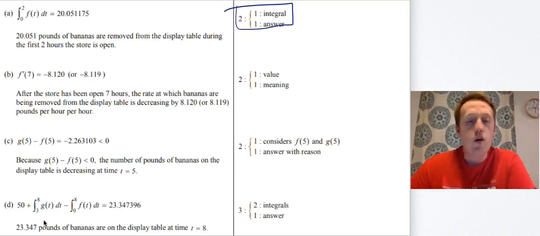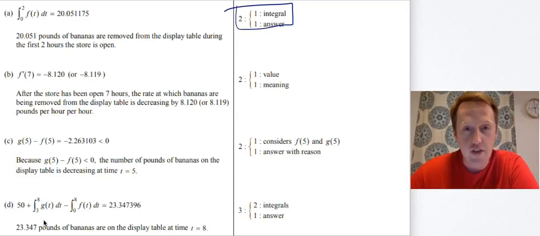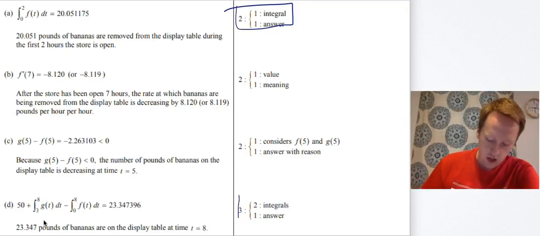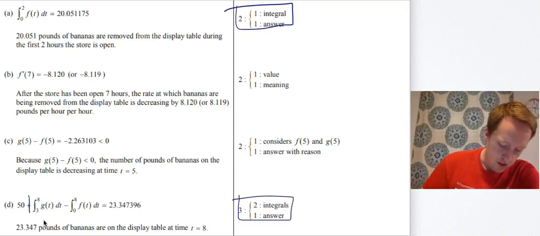Part C, we wanted to know, is the number of pounds of bananas decreasing or increasing? Well, we got a point for considering f of 5 and g of 5. Remember, we found that rate of change being rate in minus rate out. And then once we had the number, we actually answered the question, saying it was decreasing. And we explained why. The last thing was we wanted to know how many pounds of bananas are on the table at t equals 8 hours. So we did 50 plus some integrals. We got 2 points for integrals this time. Now imagine that's 1 point for this guy and 1 point for this guy.